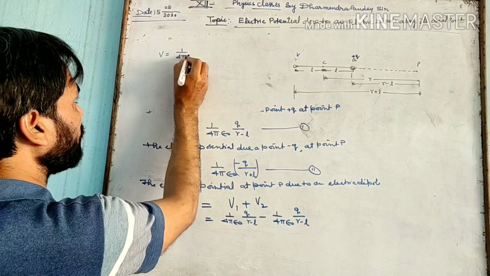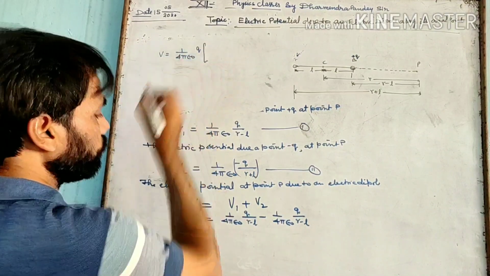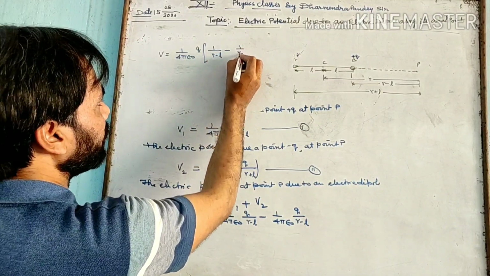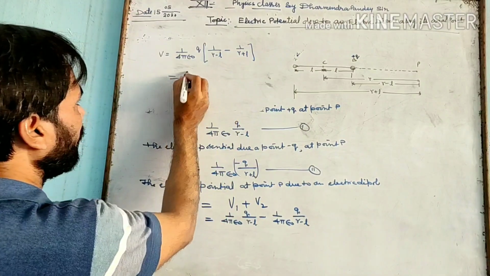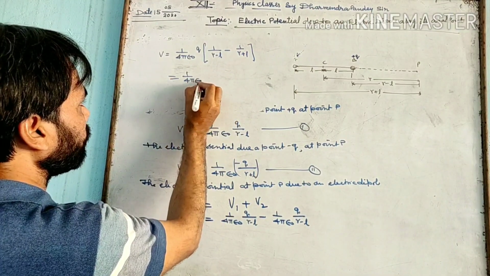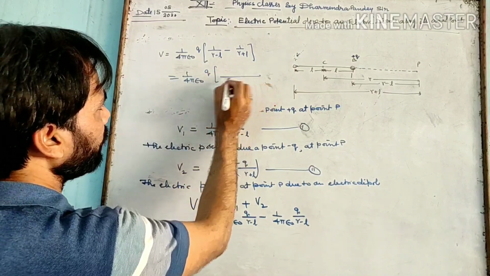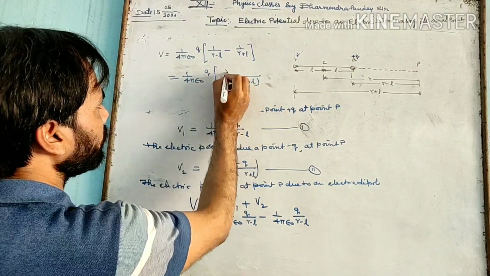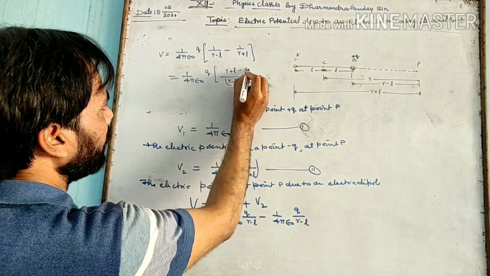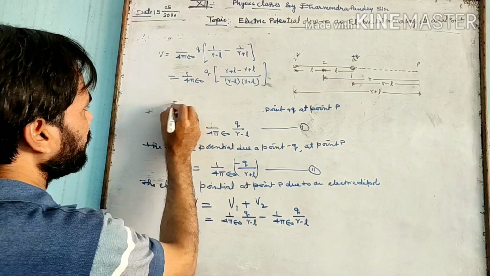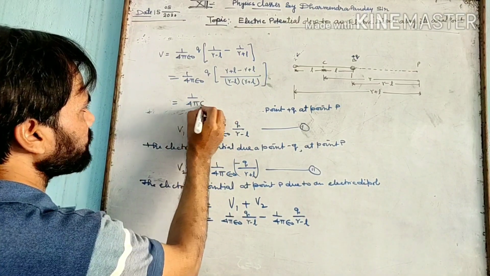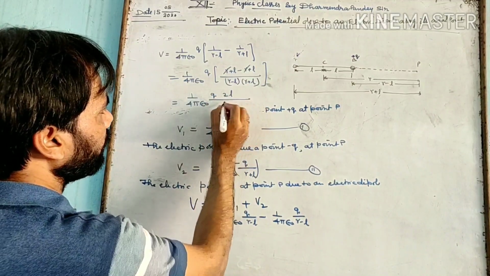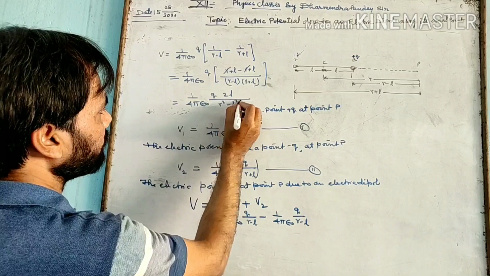take 1 upon 4 pi epsilon 0 q outside, so we will have 1 upon r minus L minus 1 upon r plus L, and this will be equal to 1 upon 4 pi epsilon 0 q. If we take LCM of r minus L and r plus L both, here is r plus L minus r plus L, and this gives you 1 upon 4 pi epsilon 0 q, r cancels out, 2L upon, and this can be written as r square minus L square.